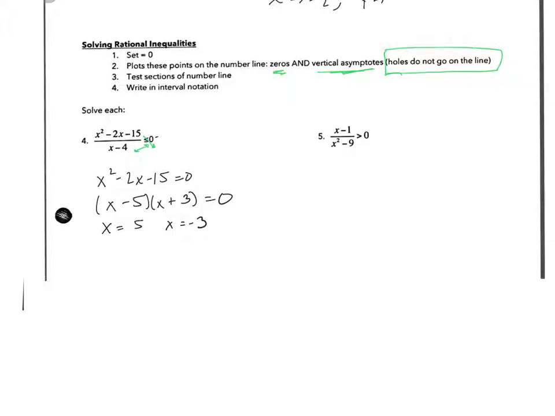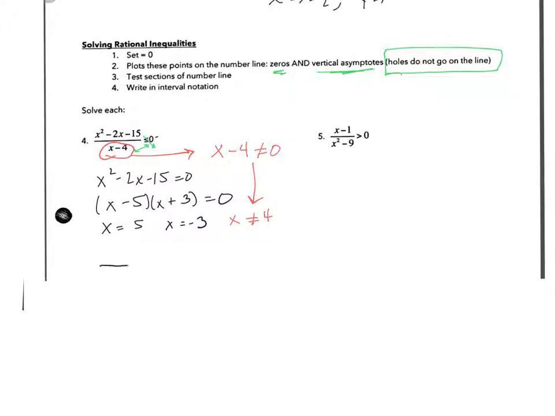Now we have some places where x is not allowed to be. If you think about what a vertical asymptote does, that's a discontinuity. So for your vertical asymptote, x minus 4 is not allowed to equal 0. We can't have an answer that's going to put a 0 in the bottom of the fraction. So I'm going to put it down here because this is an answer: x cannot equal 4. That has to go on the number line also.